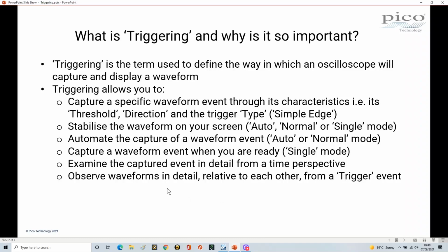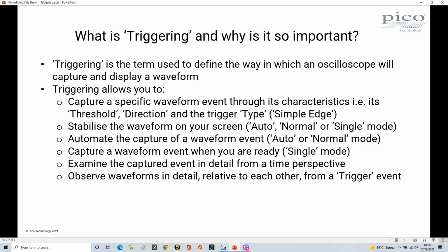And observe waveforms in detail relative to each other. Now, this is really important if you're looking at phase relationships, whether analog or digital. If you've got a trigger event on one channel, you can observe a signal relative to another channel. That's really important when you're trying to set up things like quadrature encoding, which some of you may not know what that is. It's about digital waveforms in phase relationship with each other, and it's really important to be able to analyze these to set systems up.